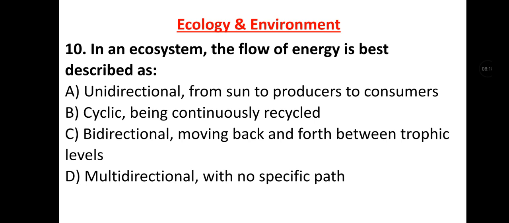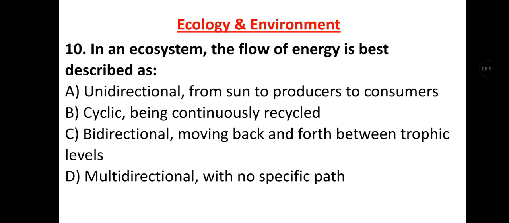Question number 10, from ecology and environment. In an ecosystem, the flow of energy is best described as option A, unidirectional from sun to producers to consumers. Option B, cyclic, being continuously recycled. Option C, bidirectional, moving back and forth between trophic levels. Option D, multidirectional with no specific path. Of course, the answer is option A, unidirectional from sun to producers to consumers.